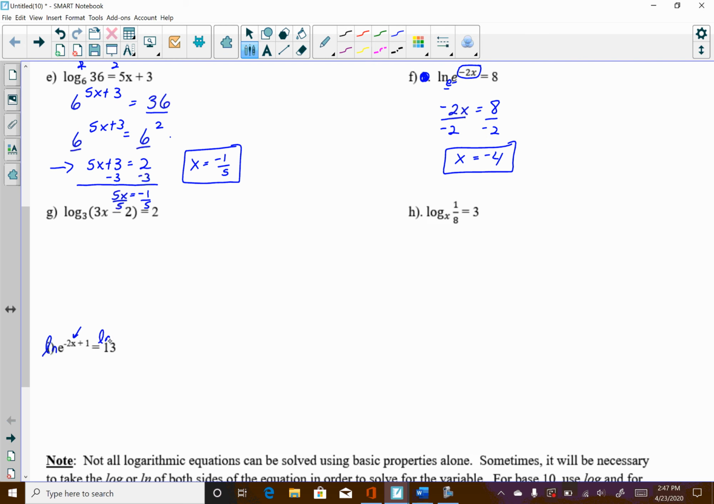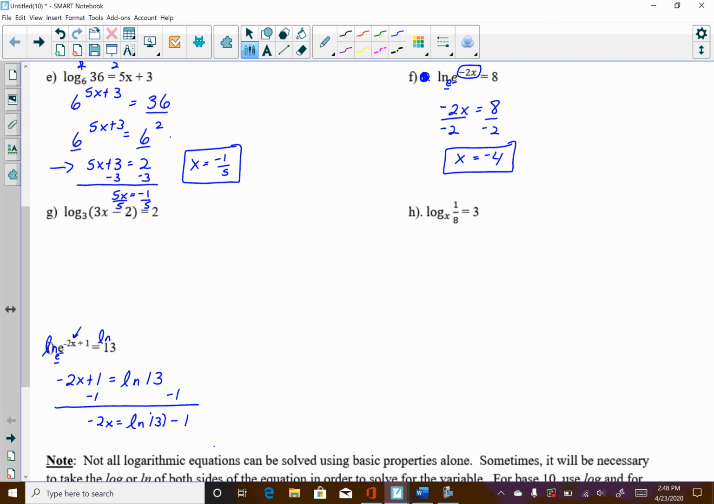Whatever you do to one side, do to the other. On the left-hand side, just like from that previous problem I just did, natural log is base e, so those are matching up. So I just have -2x plus 1 then equals the natural log of 13. And now your goal is to solve for x, so subtract 1. So then -2x equals the natural log of 13 minus 1.